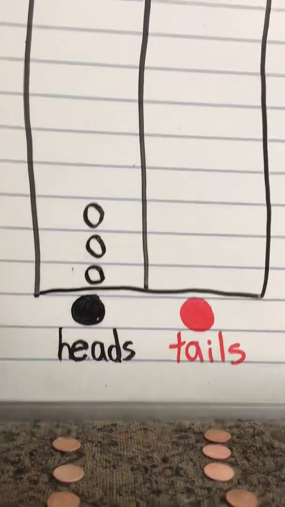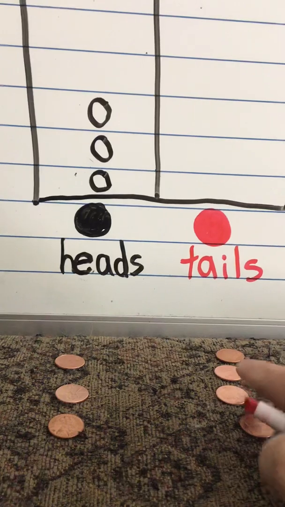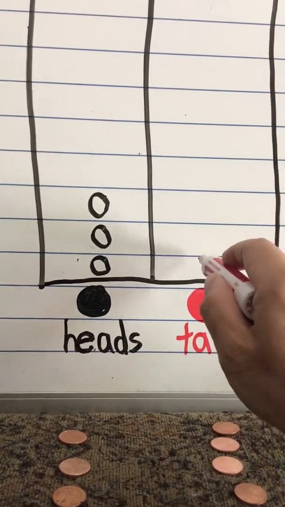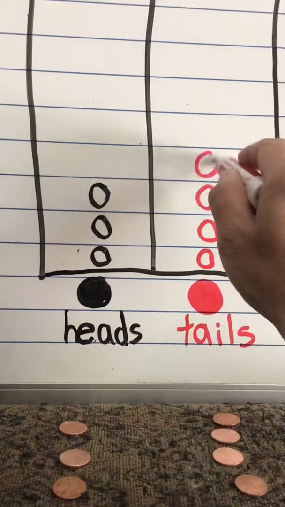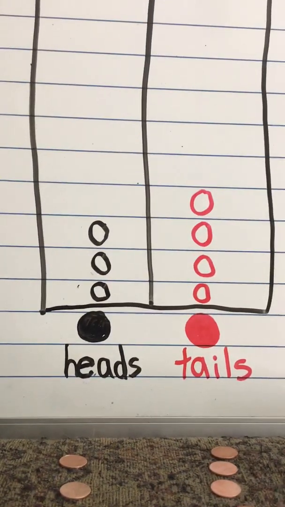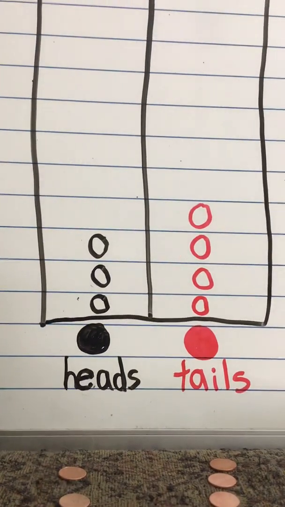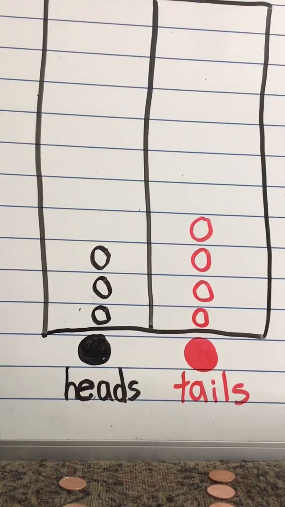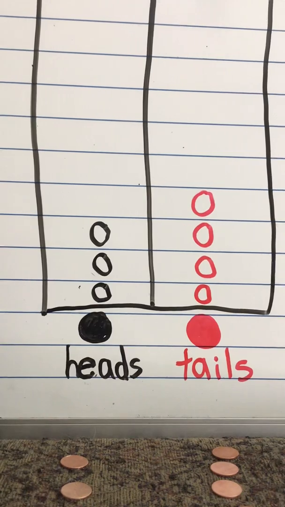For tails, I had 1, 2, 3, 4. So on the graph, I'm also starting at the bottom and I'm going to fill in 1, 2, 3, 4. So now I can see easily how many have heads, how many have tails, which one has more, which one has less, and how many more or less. So those are the questions that we're going to answer on our paper.